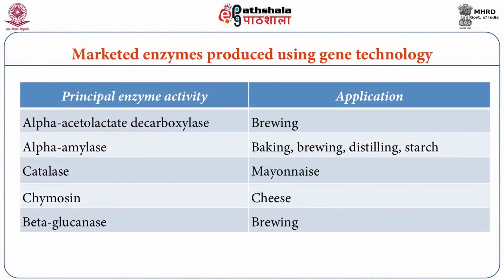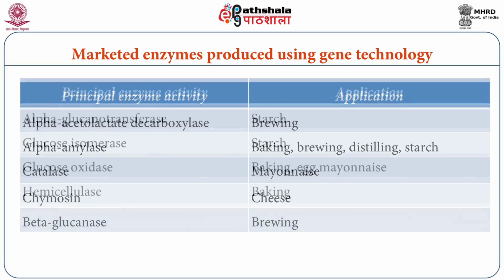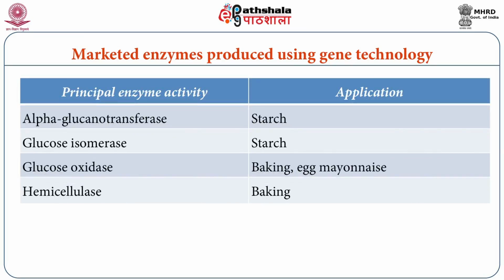Now, let us see some examples of marketed enzymes produced using gene technology. The principal enzyme activities include alpha acetolactate decarboxylase, applied in brewing; alpha amylase in baking, brewing, distilling and starch industries; catalase for manufacture of mayonnaise; chymosin, which we know is commonly used for cheese making; beta glucanase, again in brewing; alpha glucanotransferase in starch; glucose isomerase, again in starch; glucose oxidase in baking and egg mayonnaise production; and hemicellulase is also very commonly used in the baking industry. Next slide.